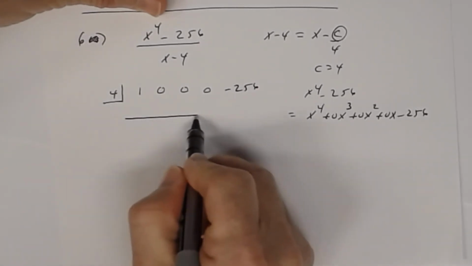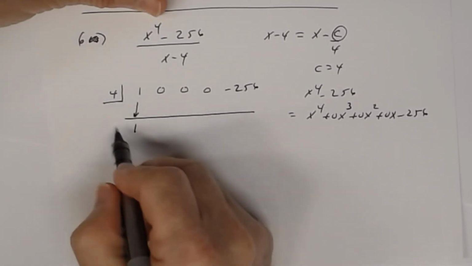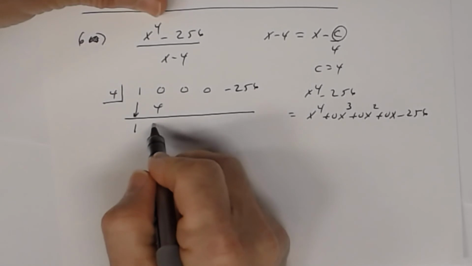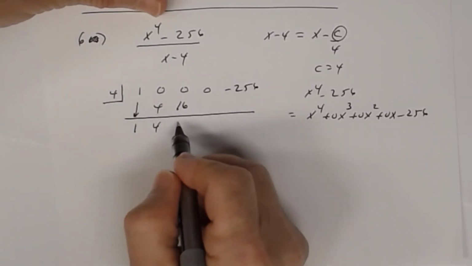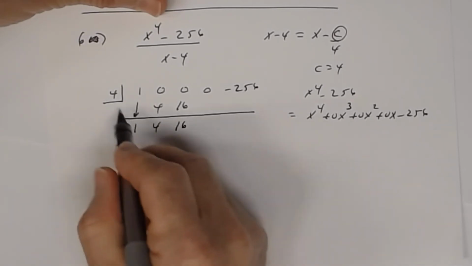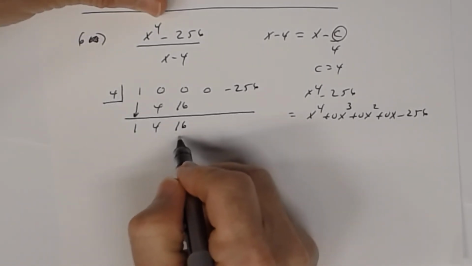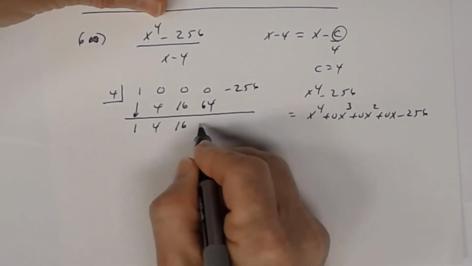Okay, so then you're going to bring down your leading coefficient, and you're going to multiply. 4 times 1 is 4. Now you're going to add. 0 plus 4 is 4. Then you're going to multiply. 4 times 4 is 16. Then you're going to add 16. Then you're going to multiply. 4 times 16 is 64. Okay? And you're going to add.